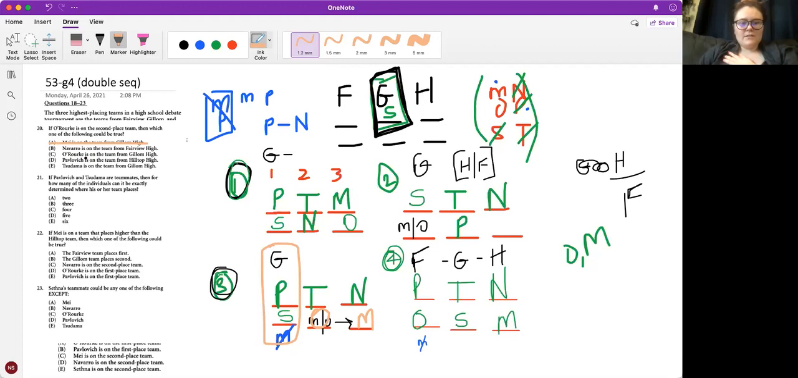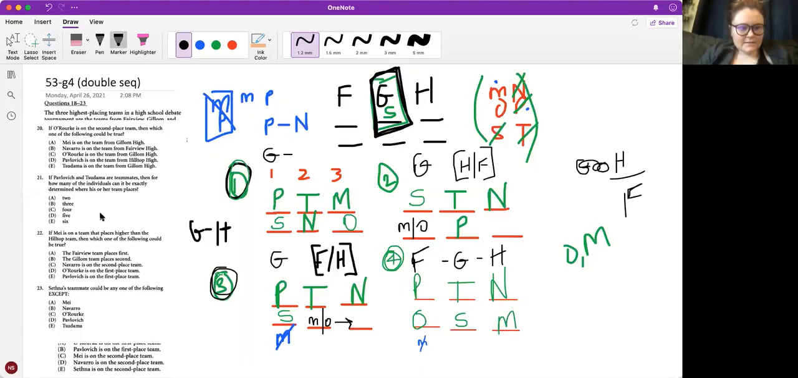C, O is on the team from G. Nope, because G is here. D, P is on the team from H. Nope, because P is on team G. And then E, T is on the team from G. No, because T is here. And then B says N is on the team from F. Yes, that could be true because we don't know which one of these teams is H or F, right? It could be either or. You did great on that question.